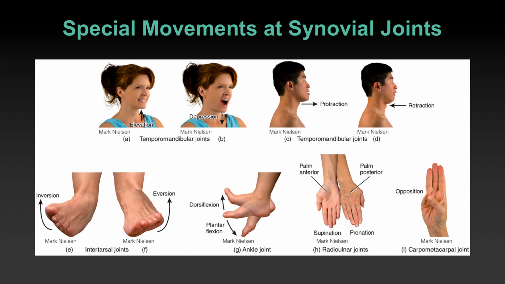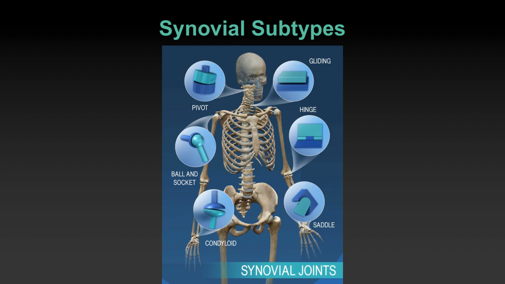Now, these types of movements should be no surprise. What we're going to do now is try to connect these movements to specific joints. Not all joints can do all movements. Specific subtypes of joints can only complete specific subtypes of movements. And we articulated this connection in lab already, but I want to show you some animations that hopefully reinforce this concept with you.